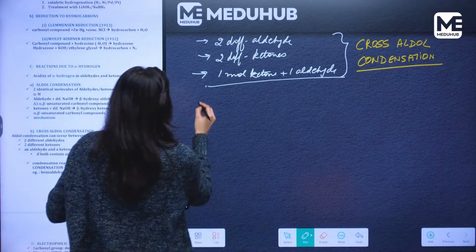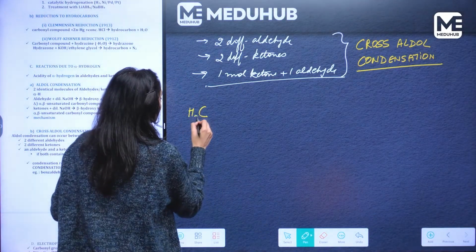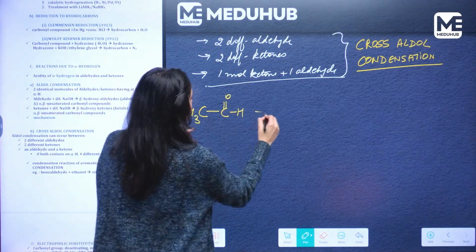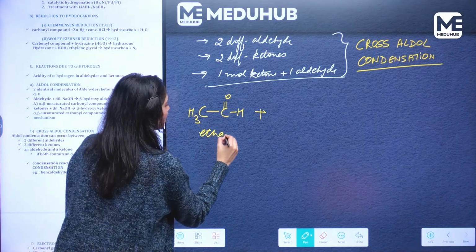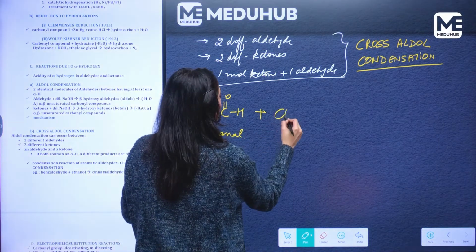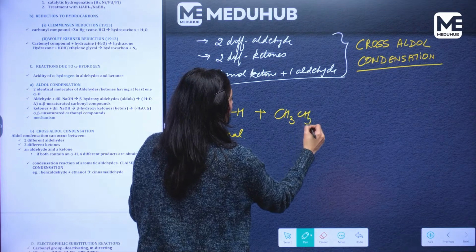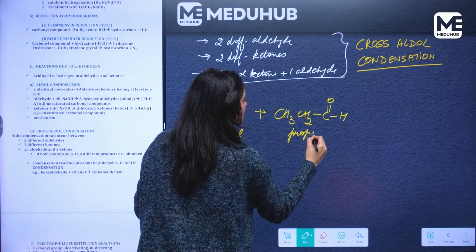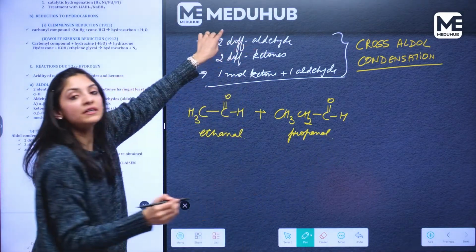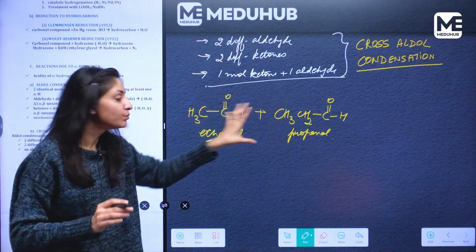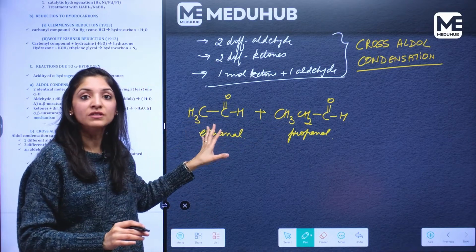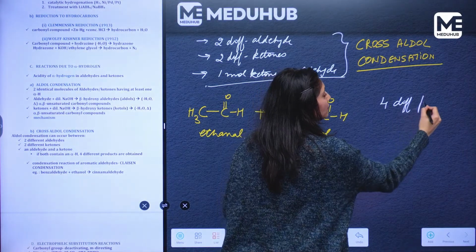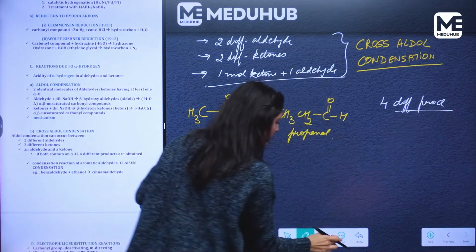Okay. So if we have ethanal reacting with, let's say, propanal, this is a case where we have two different aldehydes. Now both the aldehydes have alpha hydrogens. This will give us 4 different products. How will that happen?